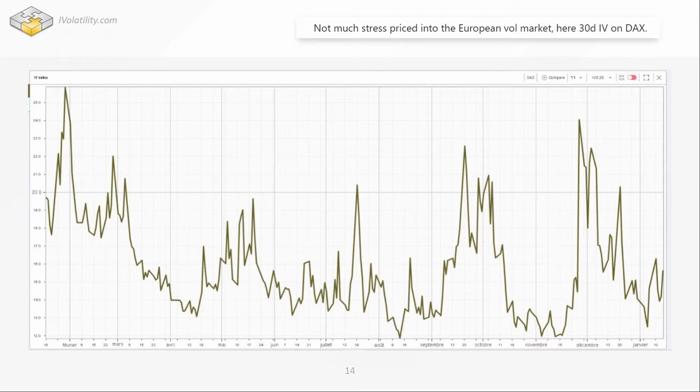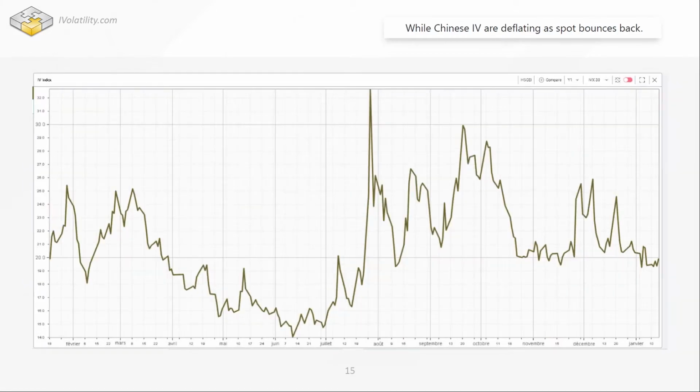European vols look pretty low. They look relatively subdued. This is 30-day implied vol for the DAX, German DAX. Again, probably trading around the 30th percentile. Chinese IV, I mean, if you remember, we had this massive slide in spot in China. We can see that HSCI, we're looking at 20 vol on the 30-day basis.